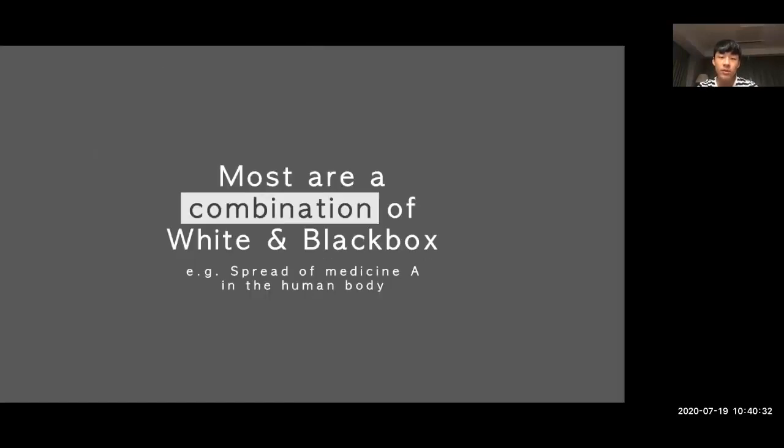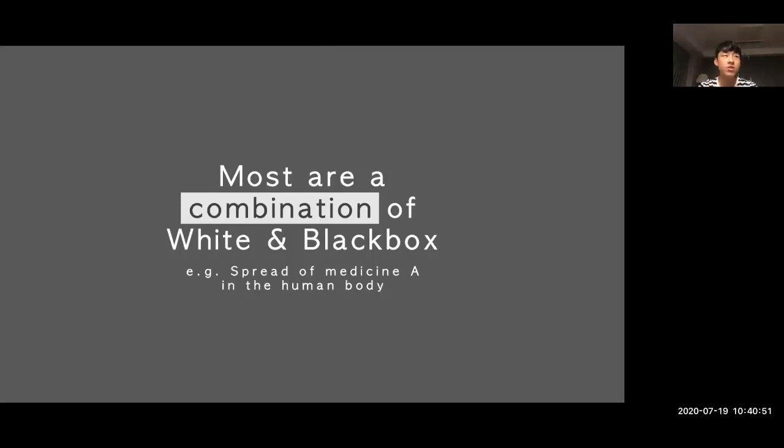But the important thing is that most of the cases, if not all, construction of models is a combination of white box and black box situations. So for instance, consider a situation where you're trying to model the spread of medicine A in the human body, or arbitrary medicine.